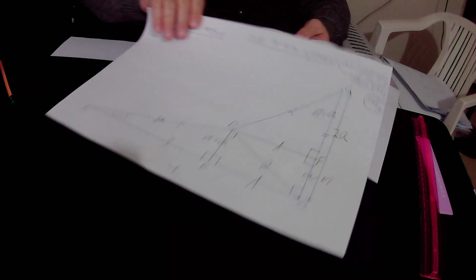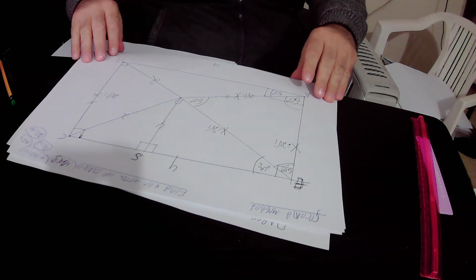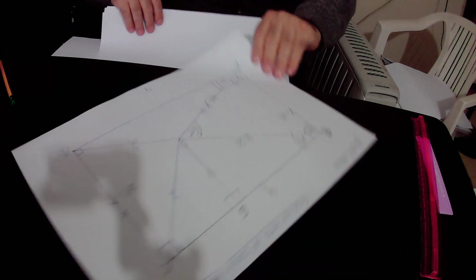Then I presented to you how to find the area of quadrilateral ABCD using the second method. In the second method, we did another construction.